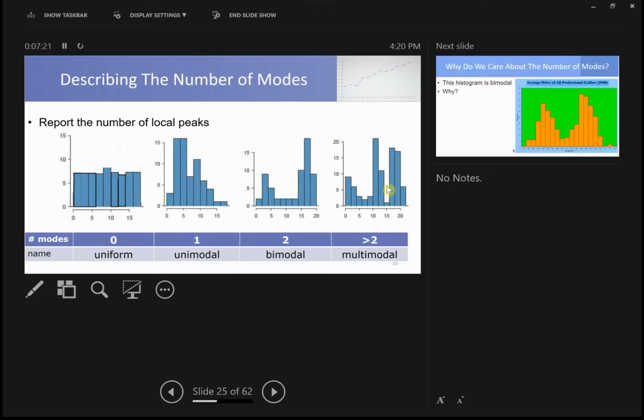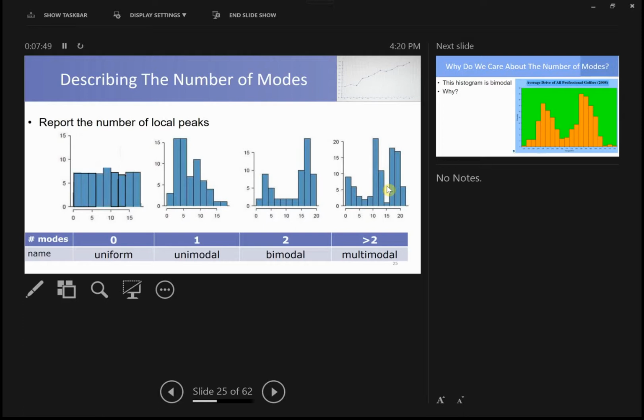So first of all, we can talk about the number of modes. And what we're talking about are the number of local peaks. There's really only 4 different ways that we describe this. The first is what we call uniform. In other words, there is no mode. They all occur with roughly the same frequency. So if you think about, for example, rolling a die, the numbers 1 through 6 are all going to occur with roughly the same frequency, okay?